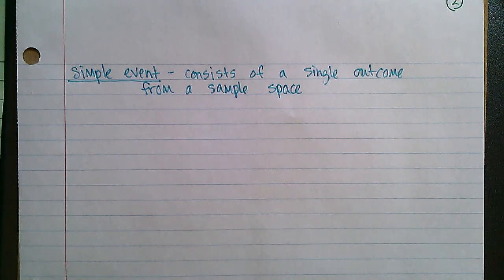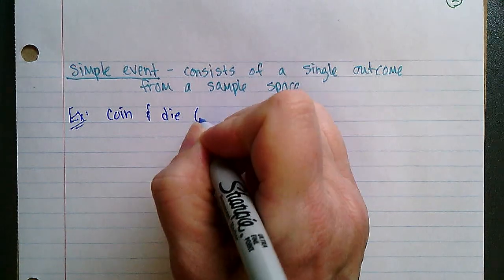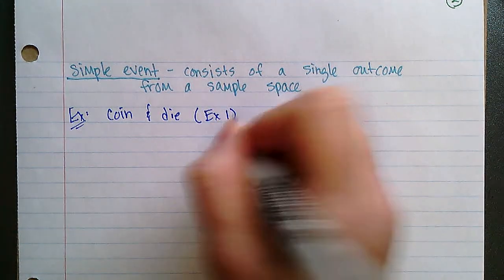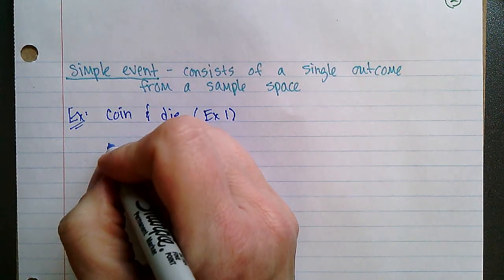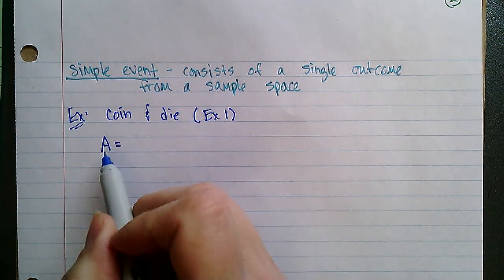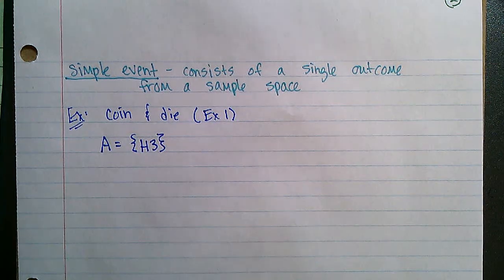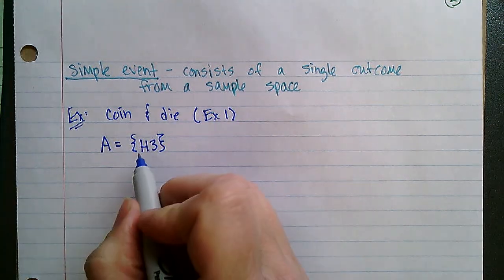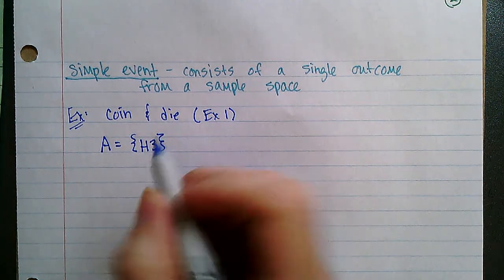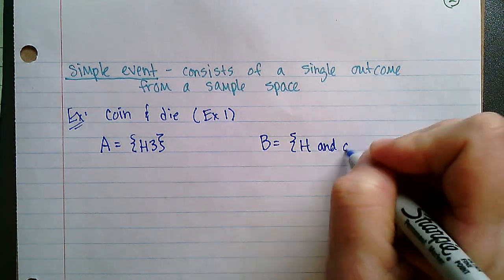So if you think back to our very first example, where we were flipping a coin and rolling a die, or number cube. That's from example 1. If my event, which we're going to call A, because remember that events often use a capital letter to notate them, is H3, then that means the coin lands on heads and the die lands on 3. And event B is H and odd.